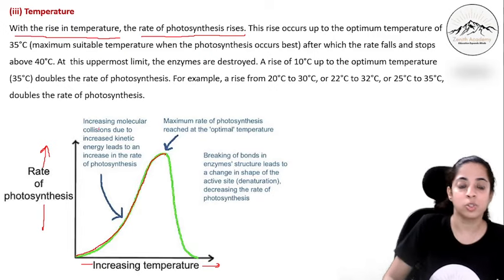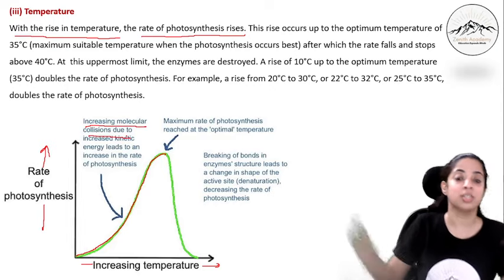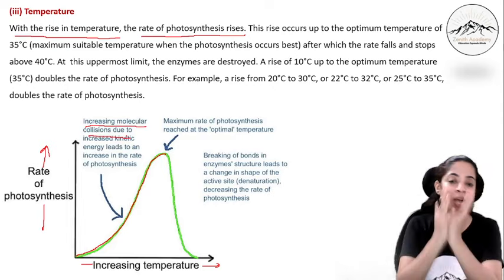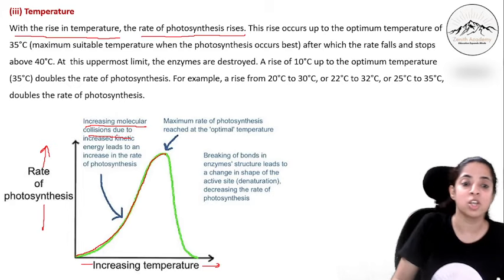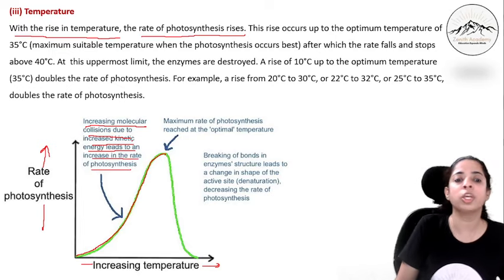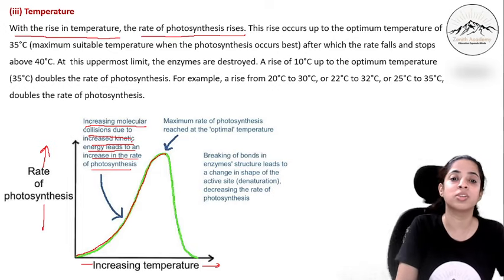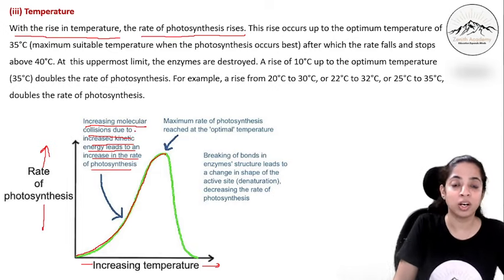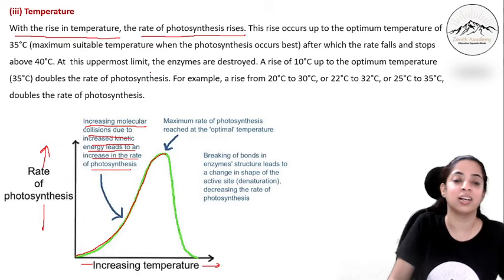So why is it rising? Increasing molecular collisions. The molecules will collide more now because the temperature is increased. Increasing molecular collision due to increased kinetic energy leads to an increase in the rate of photosynthesis. Now which molecules are we talking about? The raw material. What are the raw materials of photosynthesis? Water and carbon dioxide.